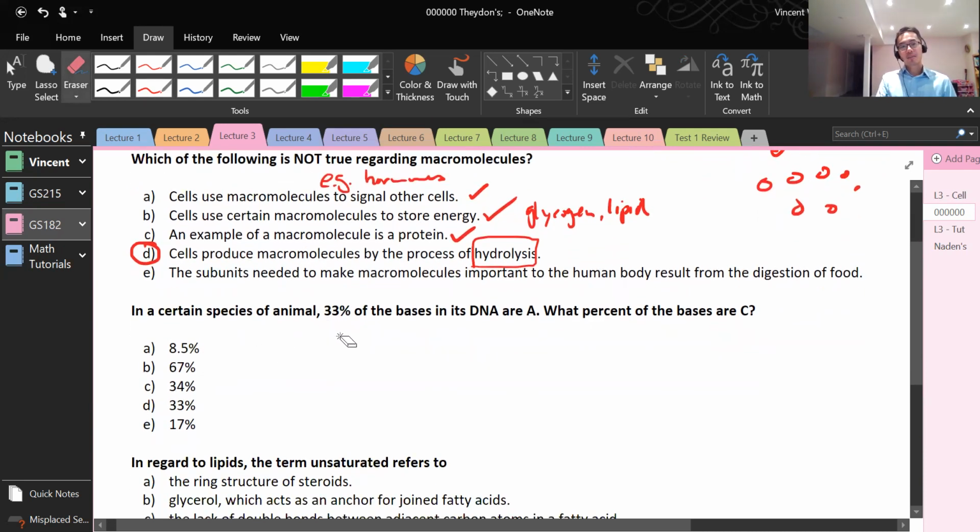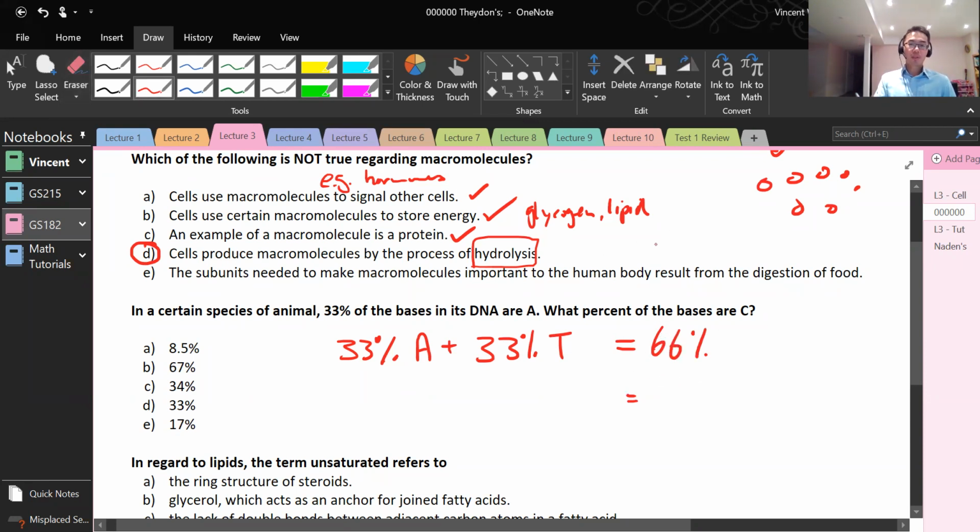In a certain species of animal, 33% are adenine. If there are 33% adenine, what's another nucleotide that would also be 33%? Exactly right, thymine, because A pairs with T. Together, if you add them up, that makes up 66% of all your nucleotides.